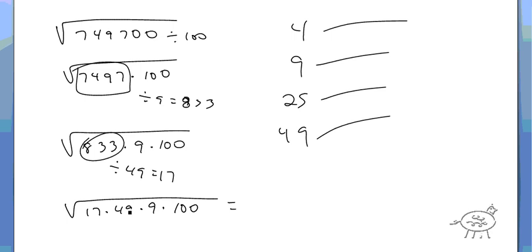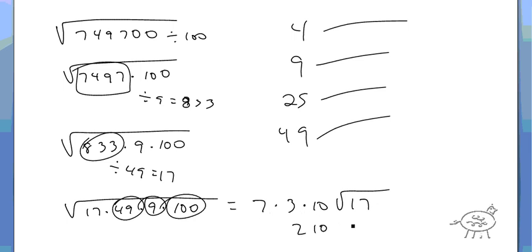So this is the deal. 17 stays in the radical, but the square root of 49 is 7. The square root of 9 is 3. The square root of 100 is 10, and I have 17 left over. So I multiply all this together. 7 times 3 is 21, times 10 is 210. So 210 square root of 17. Okay, and that's your answer.